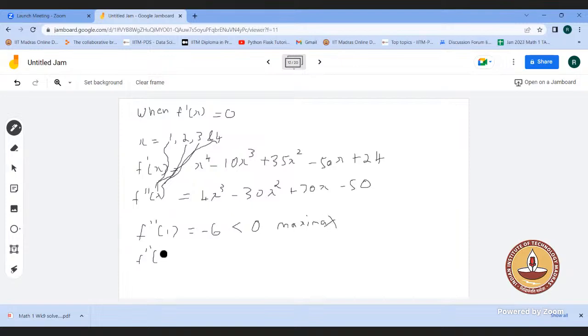So f double dash of 2. What did you get? 2. So it is greater than 0. So this can be minima. Minimum.